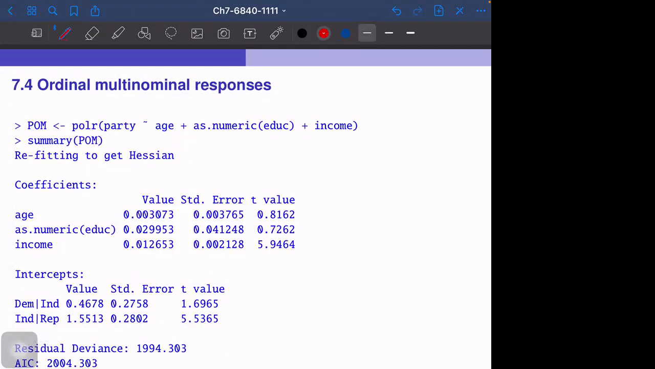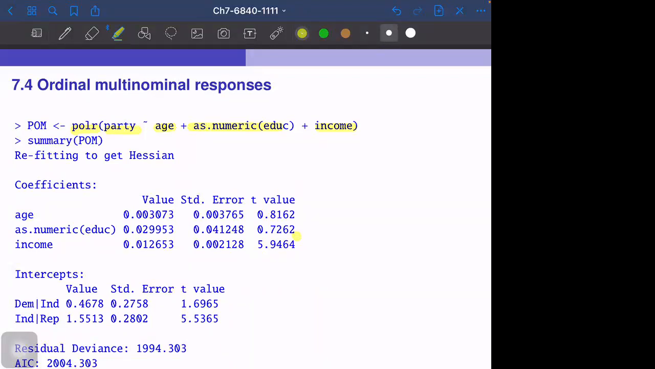And then the MASS package, the library MASS, includes the polr function. So this is for the proportional odds model. And the format is similar to the usual multinomial regression. The party is an ordered variable, which should be defined in R, but this data set already assigned the party as an ordered categorical variable. Then we put the 3 variables as the predictor variables. Then we get the summary of this.